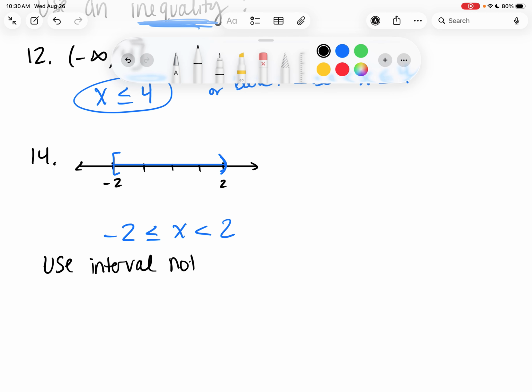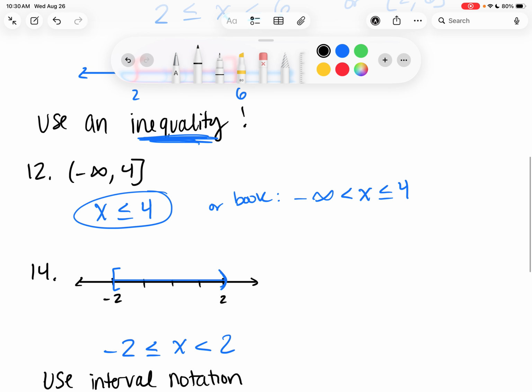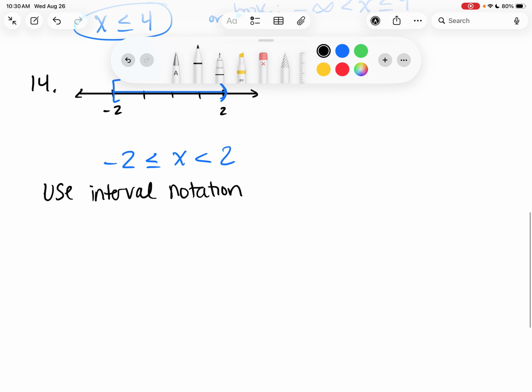Getting better every day. My favorite is when it says use inequality notation and somebody just rewrites it. I feel like that's something I would do. It should be a pretty dead giveaway. It's not going to just be what I already wrote for you.